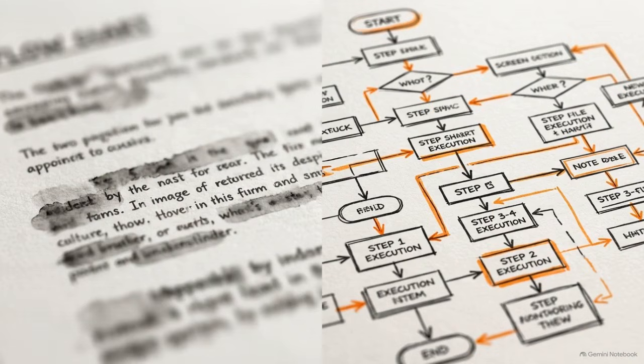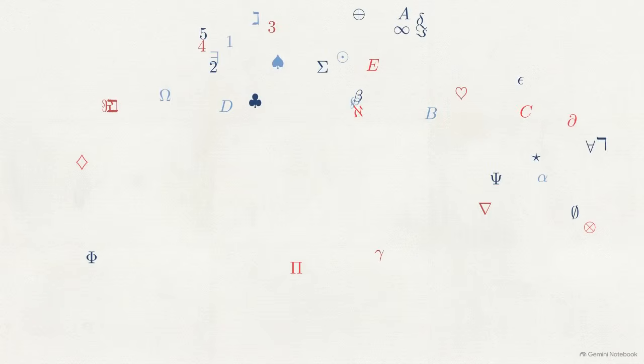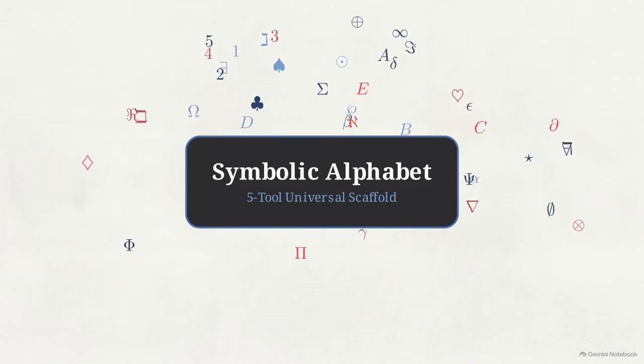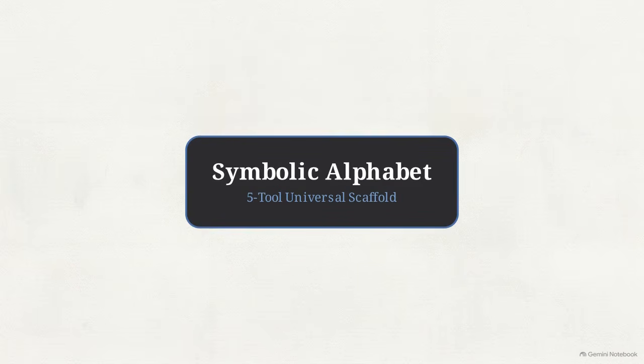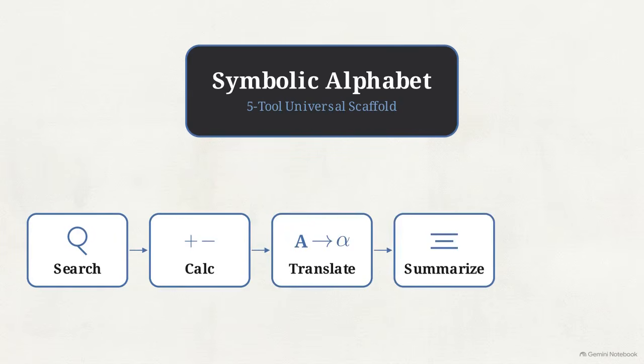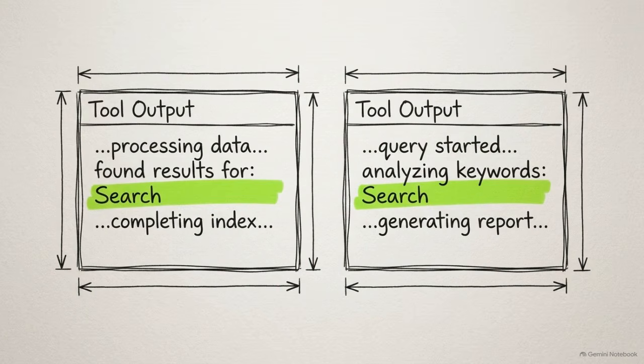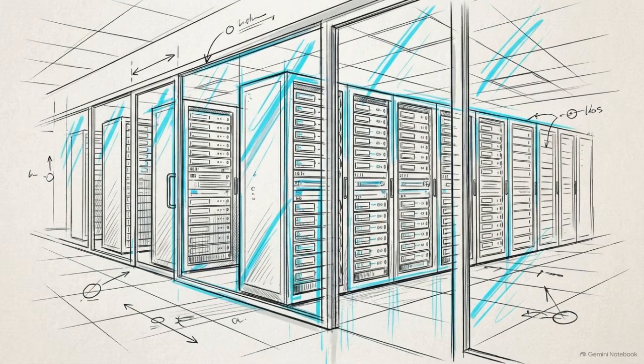To properly evaluate these agents, we have to stop scoring the final answer and start measuring the intermediate route. We call this sequence the action trace. A recent study tested this across 41 languages. To ensure a strict mathematical comparison, researchers forced all inputs through a shared, universal 5-tool symbolic alphabet: search, calc, translate, summarize, and finish. Crucially, these tools are strictly parsed and compared. They are never executed.